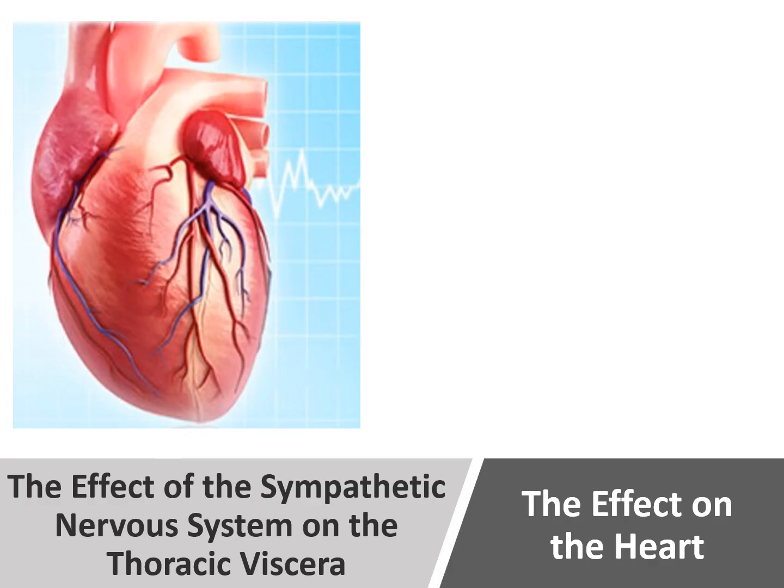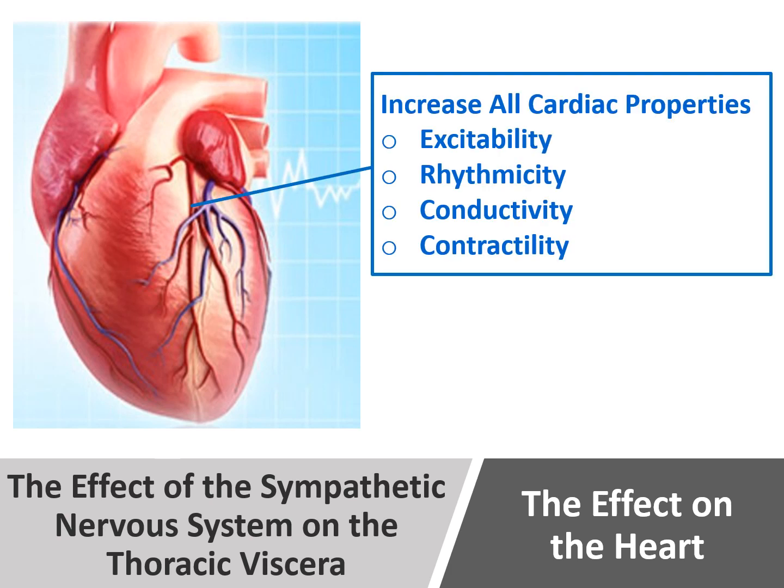Now we'll describe the effect of the sympathetic nervous system on the thoracic viscera, starting with the heart. Sympathetic stimulation to the heart increases all cardiac properties: excitability, rhythmicity, conductivity, and contractility. Thus, it increases the rate and force of contraction of the heart and increases the excitability and rate of conduction.